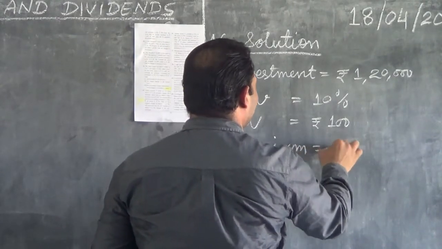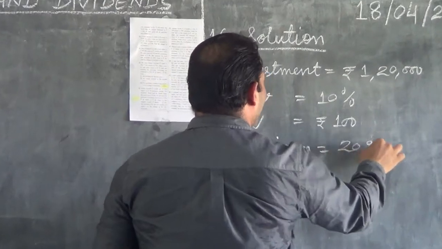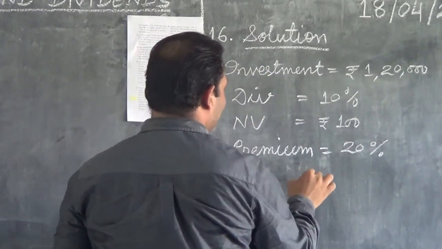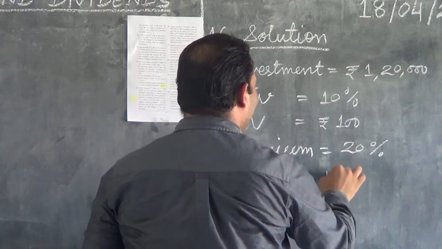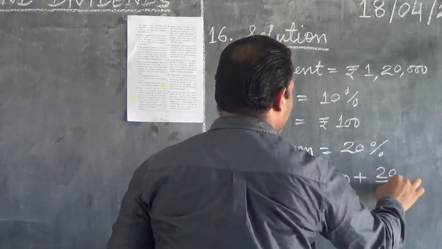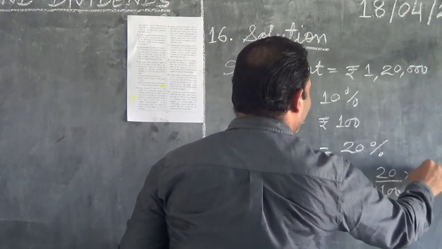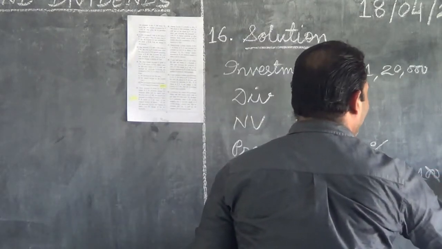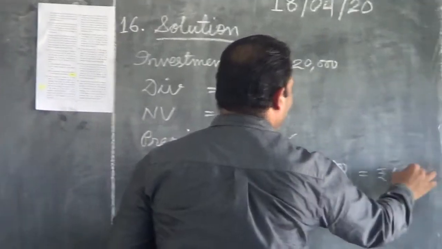Premium is 20%. Then market value will be how much? Market value will be nominal value plus 20%, that is 20 by 100 into 100. So we got the answer: 120 rupees.